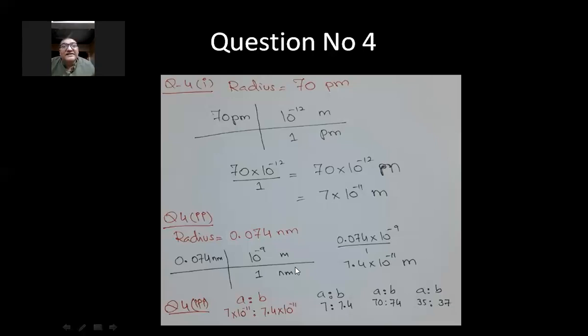In this third part, he says, express A ratio B as a ratio of 2 integers in its simplest form. So I want the ratio between A and B. A value is 7 expo minus 11. The B value is 7.4 expo minus 11. So in A ratio B, the 10 to the power minus 11 will cancel. So you will have 7 ratio 7.4. Multiply both sides with 10, you will have 70 ratio 74. Now if I divide it by 2, we will get 35 ratio 37. So this is how this question is done. I hope you understand.